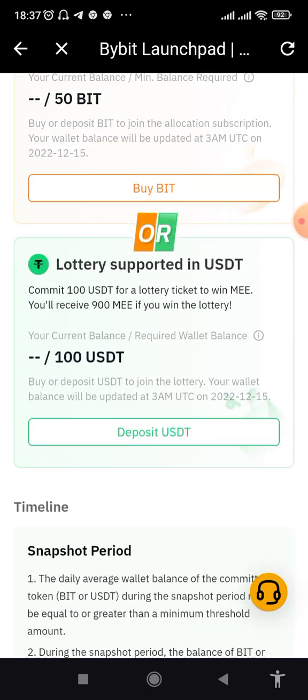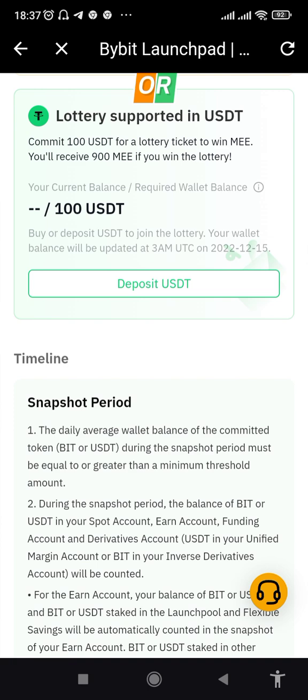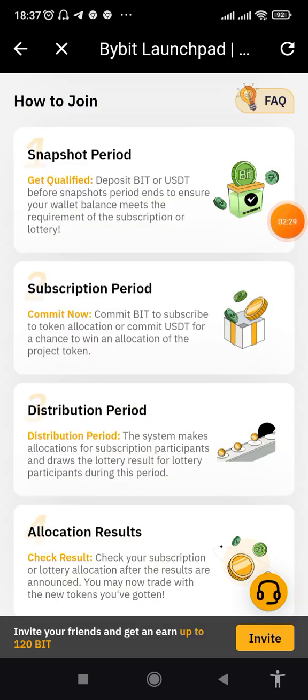Okay, so the rules are simple. How to join a Launchpad? First of all, you have to go through these 4 phases. Phase 1 is snapshot period, phase 2 is subscription period, phase 3 is distribution period, and phase 4 is allocation results. So snapshot period is the first period where you have to be qualified.